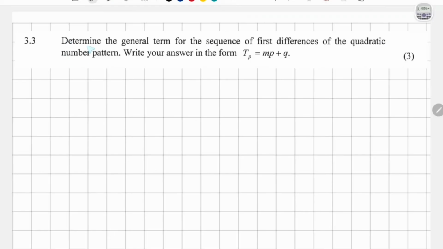So question 3.3 says, determine the general term of the sequence of the first differences of the quadratic number pattern. Write your answer in the form of Tp is equal to mp plus q. So we just have to find the general formula of the first differences in that sequence. So the general formula, in order to find this, and this is for 3 marks, we're going to need the first differences. We're going to need the value of D, that difference, and we're just going to have to simplify it to this form.